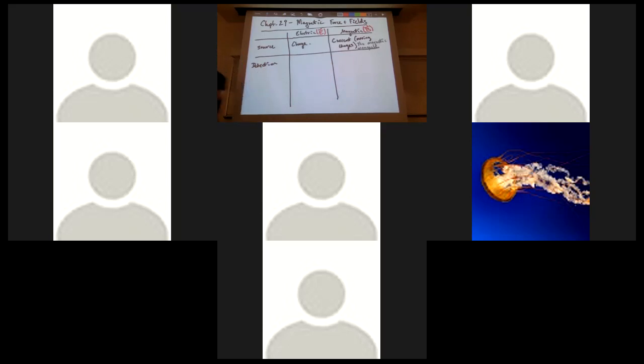So how do we detect these fields? Well, we know from before that the way we detect an electric field is we put a point charge into the field, and then we measure the force.